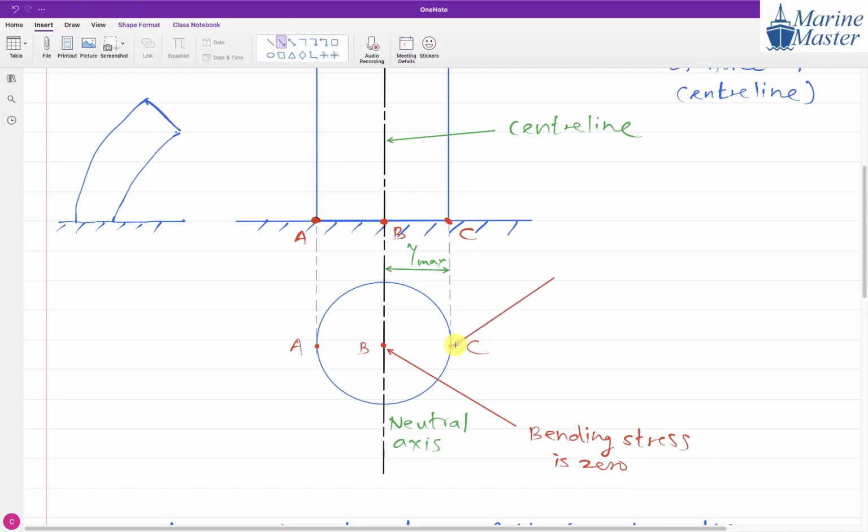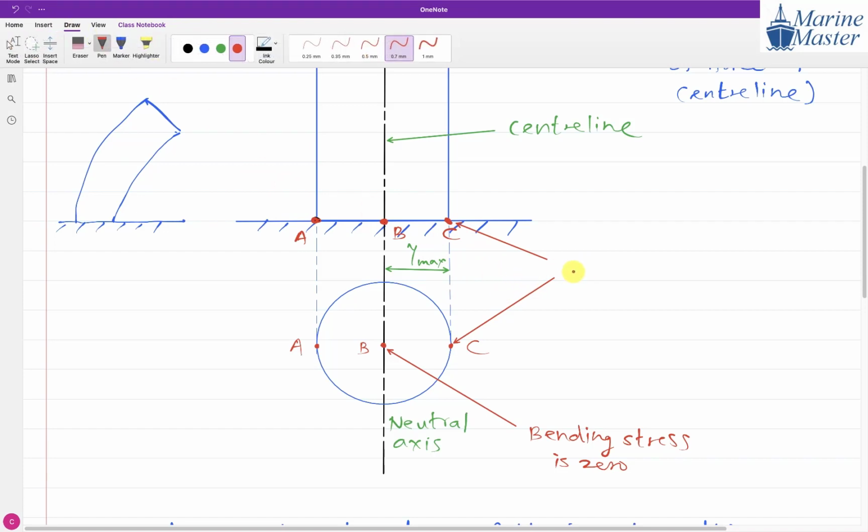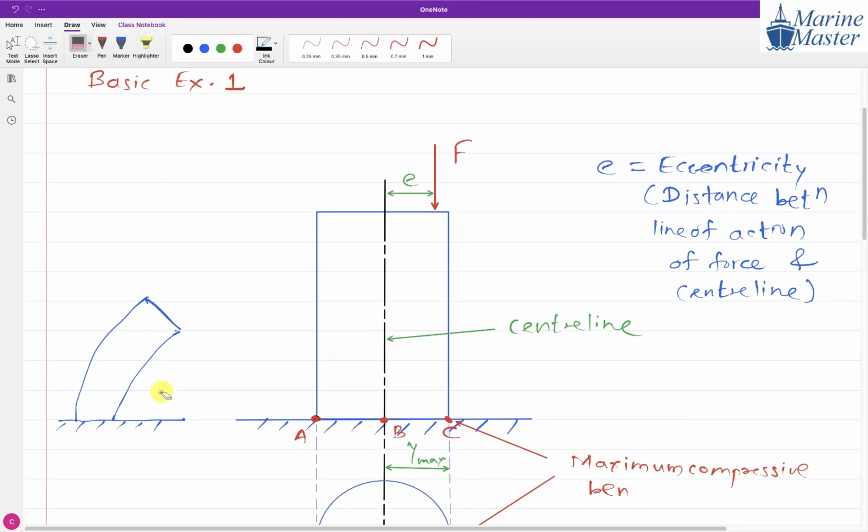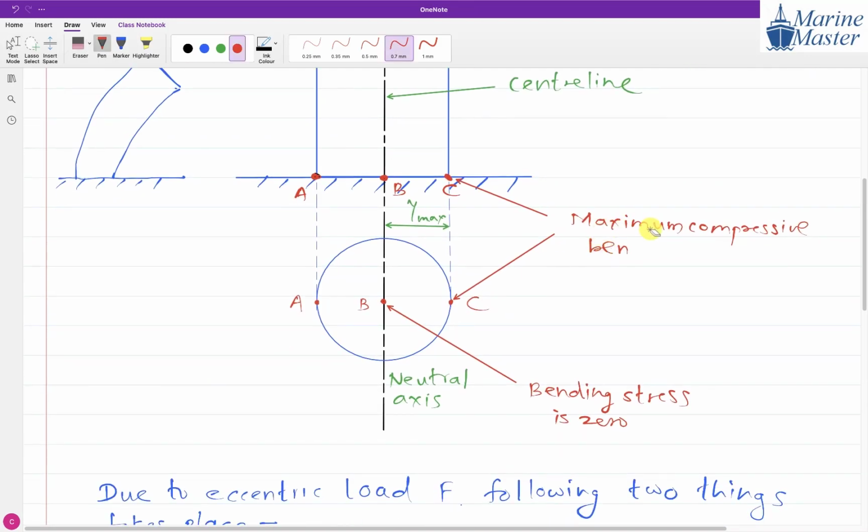At point C, everyone, observe. At point C here, on this view, this is point C. Tell me which type of bending stress we will have on point C? Maximum tensile or maximum compressive? Maximum compressive bending stress in this case, because our column is going to bend like this, so this side we will have compression. So maximum compressive bending stress.